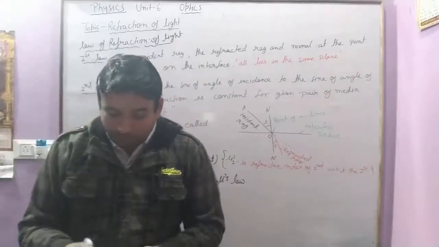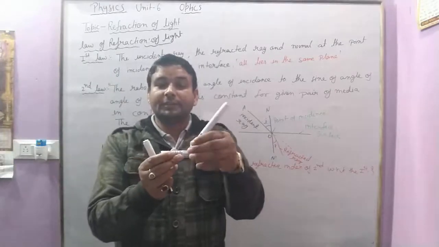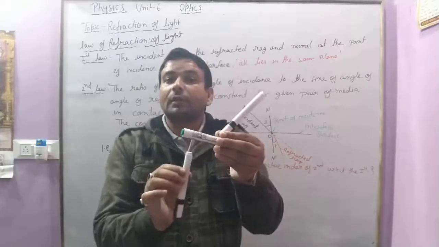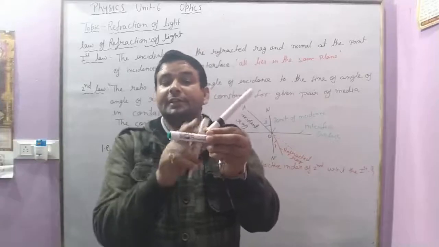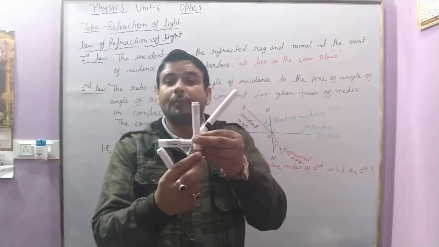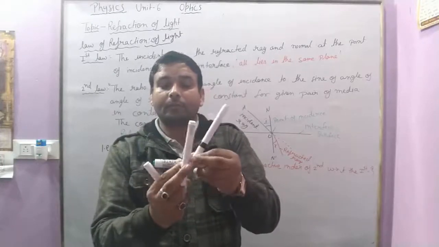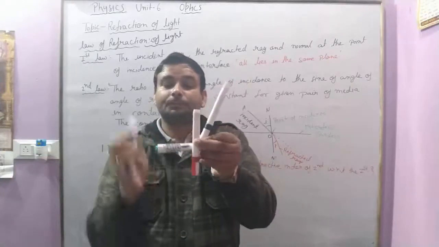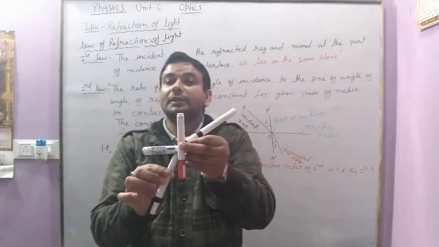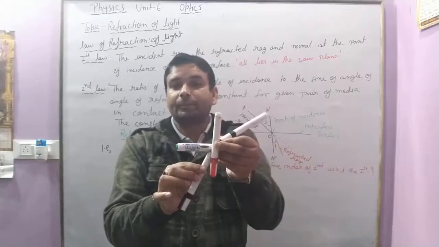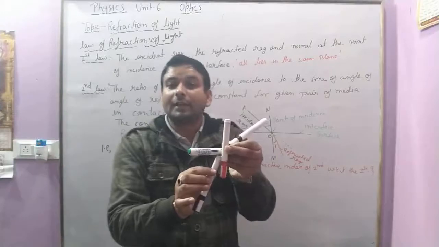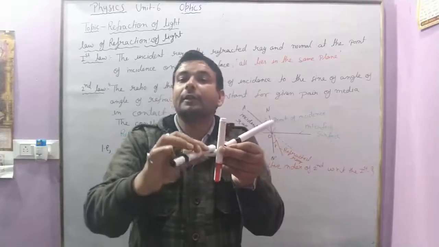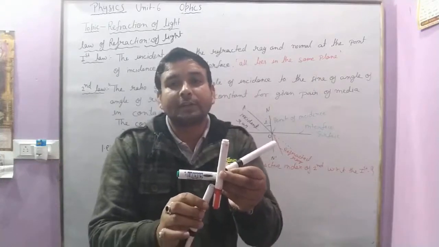For example, if this is the interface medium and this is the incidence ray, then the law of refraction is explained in this way: the incidence ray, the normal, and the point of incidence all three lie in the same plane. This is the law of refraction. Like if you take three lines, and the lines are in the plane, then it is the law of refraction, and if any line is out of the plane, then it is not considered as the law of refraction.